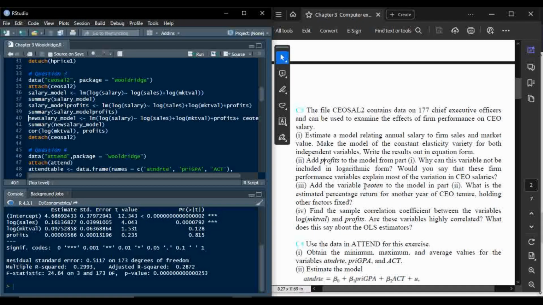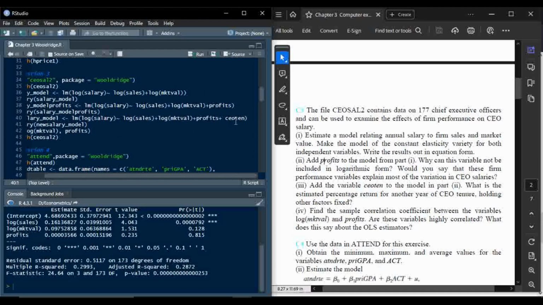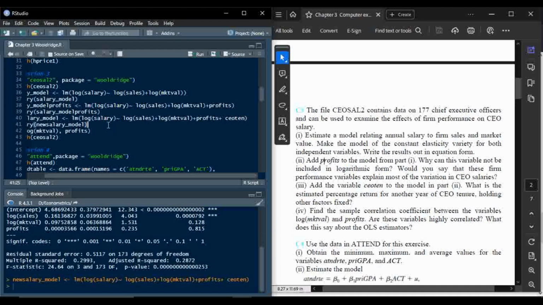Now look at the third part of the question. Add the variable CEO10 to the model in part second. What is the estimated percentage return for another year of CEO tenure holding other factors fixed? Okay, so it basically is asking about the coefficient on the variable CEO10. So let's create a new model by the name of new salary underscore model. Use this assignment operator and then use all the variables from the previous part and just add one more variable CEO10 to the right hand side. Okay, then press Ctrl plus Enter, and then let's summarize this model.